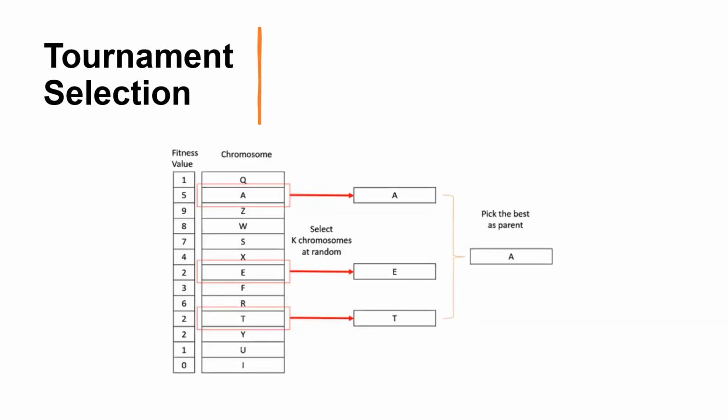And tournament selection is a very straightforward method. There you have a lot of probabilistic possibilities. In tournament selection, you randomly choose parents, and from the randomly chosen parents you select the one with the highest fitness value as the best.